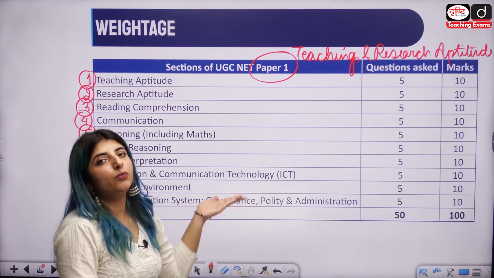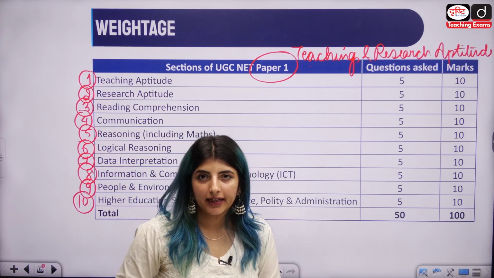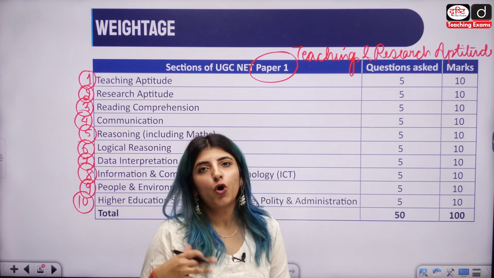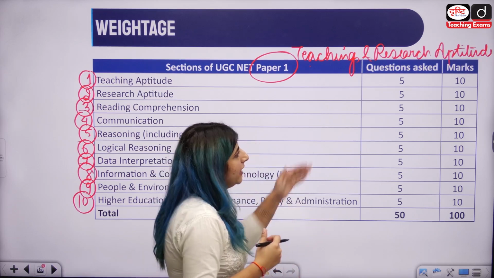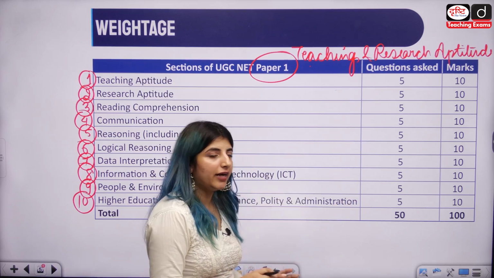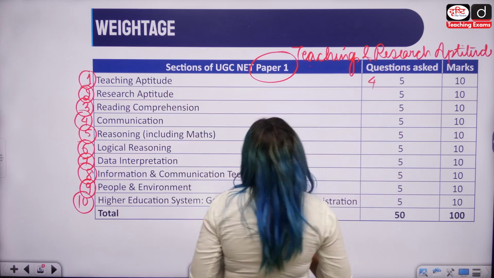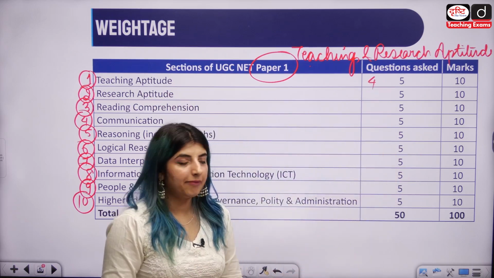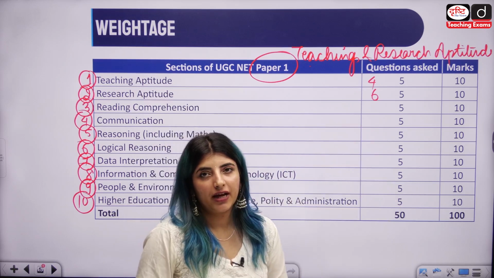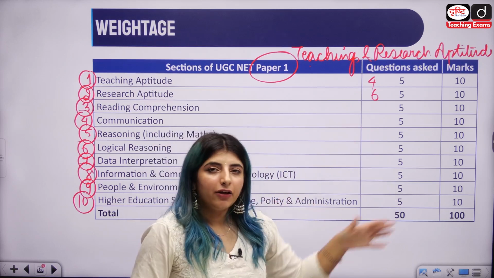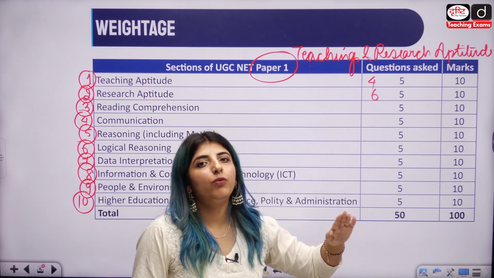Now the weightage of each and every unit is 5 questions per unit, but that might vary according to the paper set by the examiner. So usually it is 5 questions from each unit, but at times, let's just say if I have gotten 4 questions in teaching aptitude, I might get 6 from research, correct? So in totality we need to have 50 questions at the end, with the maximum weightage of 5 questions from every unit.